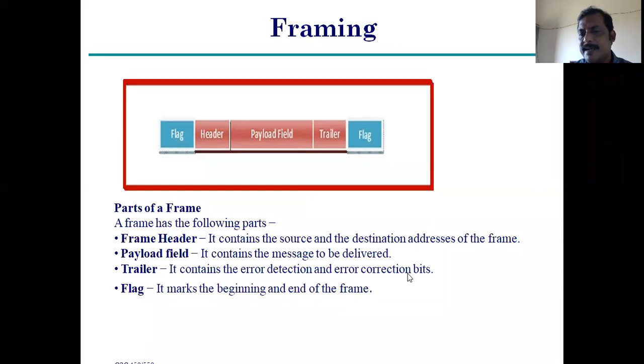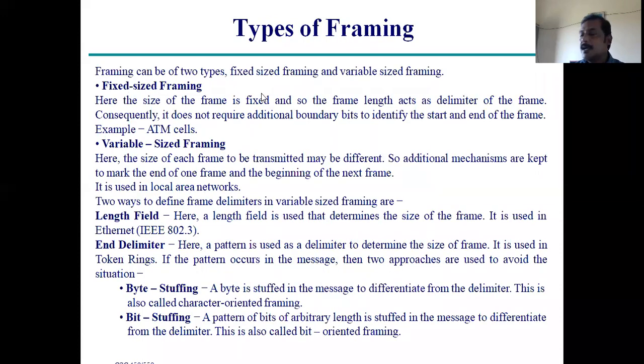Which type of message? For example, a welcome message. That welcome information is available in a packet or frame. That is the message, and that message is available in this payload field, right? So coming to the types of framing.